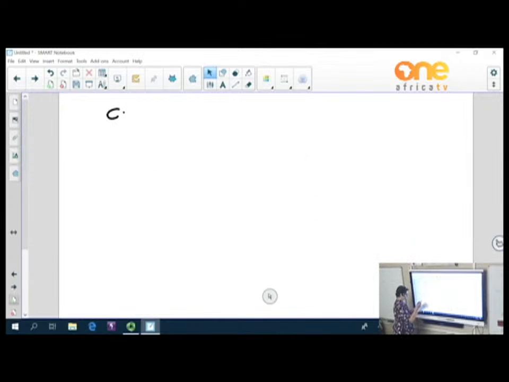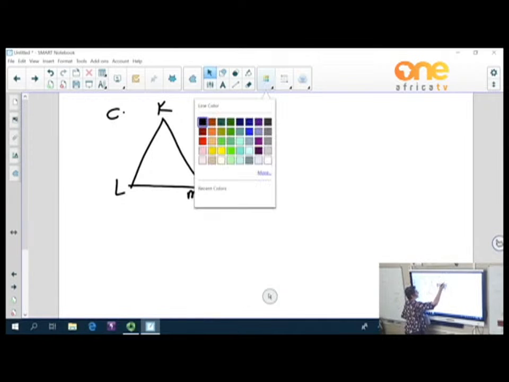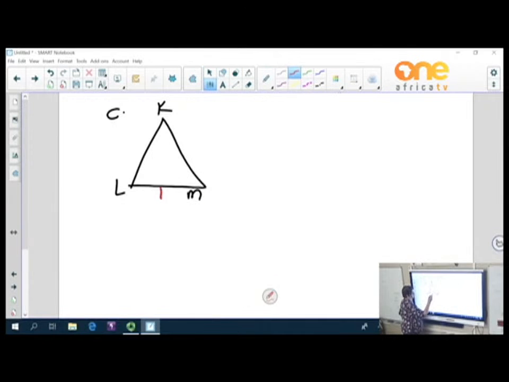Right, question C. Triangle KLM. Again let's label them first. So this is K, this is L, and this is M, the small letters. So K is 9, M is 4, and K is 130 degrees. It's actually an obtuse angle there. Find L and M. Now, which one will we find first? M. Why? Because this is opposite sides and opposite angles.